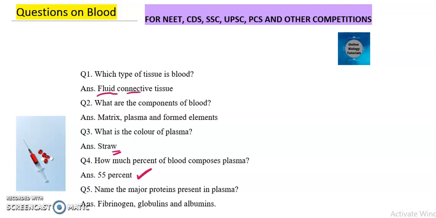Name the major proteins that are present in plasma. It's a very important question. Here I have written 3 proteins and all the names are important individually also. First name is fibrinogen, then globulins, then albumins. Out of these 3, fibrinogen is the one that helps in clotting. Globulins are the ones that are generally antibodies in nature because they are of globular shape. That is why they are categorized in the globulins.